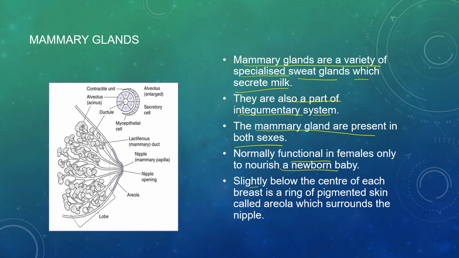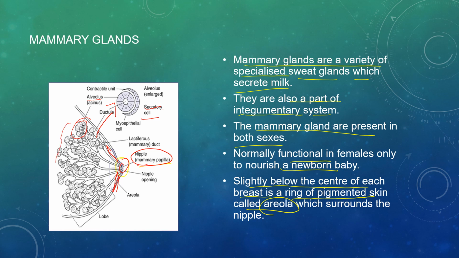Is it clear now? Slightly below the center of each breast is a ring of pigmented skin called the areola. So this is the nipple opening. This is the mammary gland. We can say that this is the mammary papilla, and these are the alveoli, and this is the secretory cell. If you magnify this part, you can see these are secretory cells, and this is the nipple opening. And this region slightly below the center of each breast is the pigmented region, the areola, which surrounds the nipple.